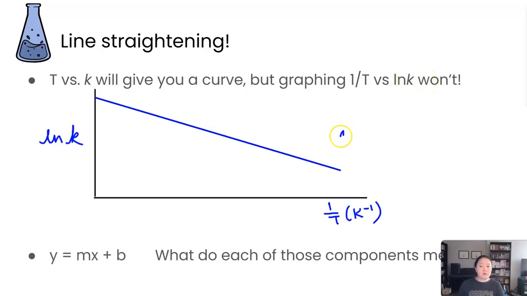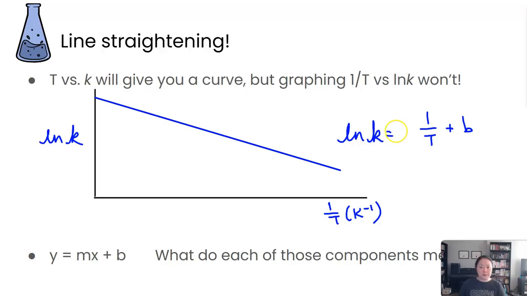Now from here, y is going to be basically ln k. You're going to have some kind of slope, and it can be made out of certain values. Your x is your 1 over T, and then you have your y-intercept, and that's probably going to mean something as well. So let's take a look at what each of these different components are.